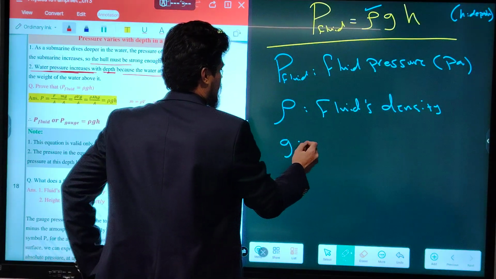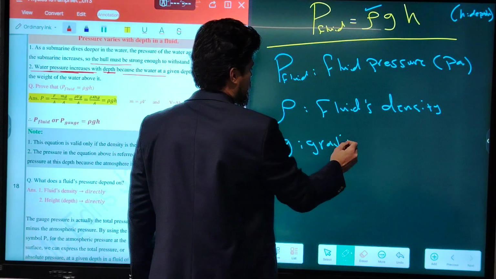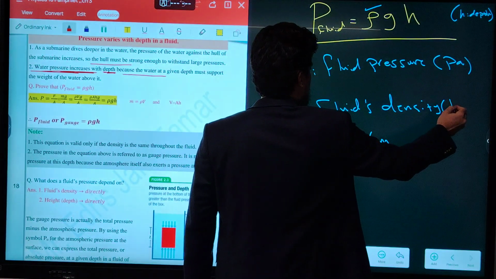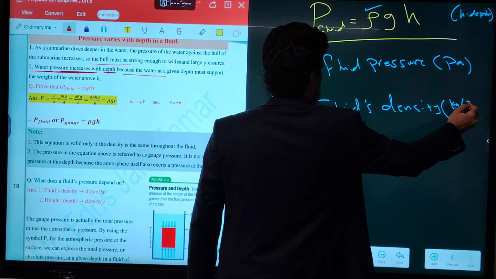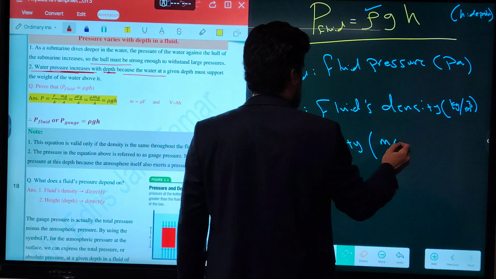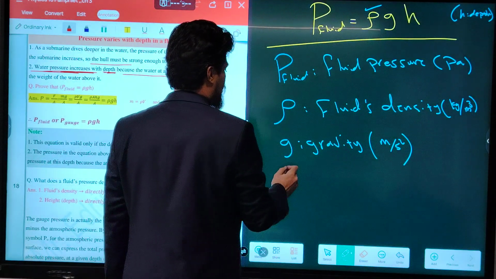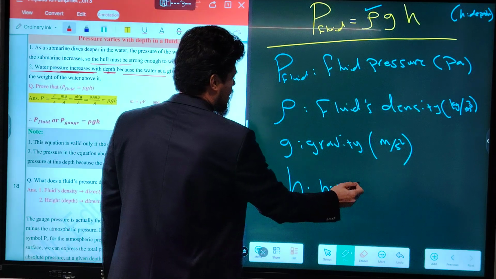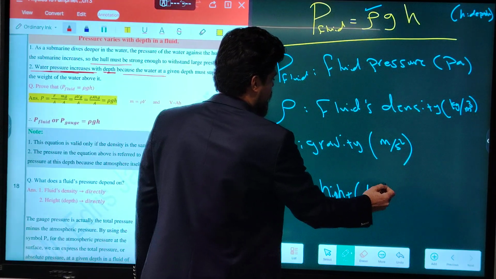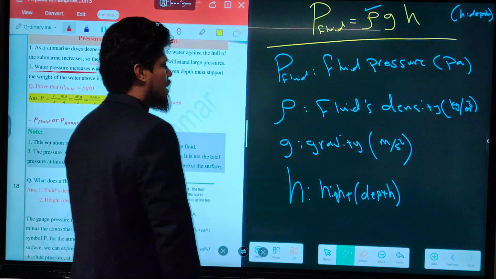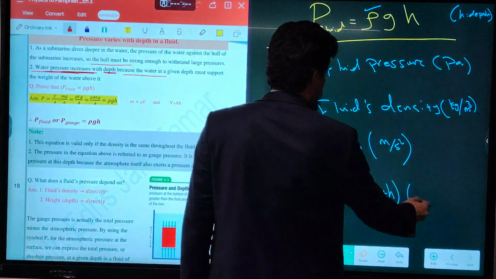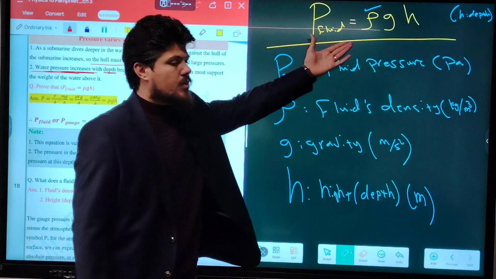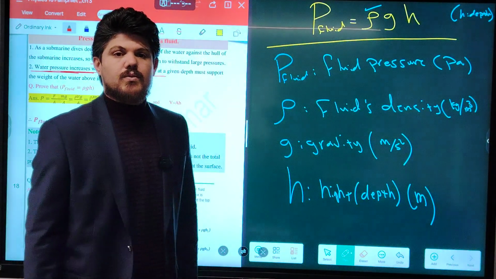This is gravity, which is constant, measured in meter per second square. Fluid density is in kilogram per meter cube. H, what do you mean by this H? This is height or depth, the depth of the container or ocean, measured in meter. So according to this equation, we can determine the pressure of the fluid in a container.